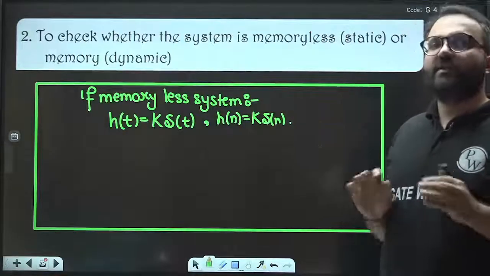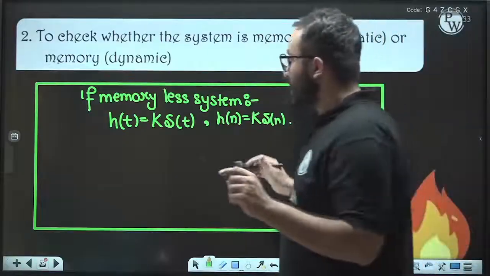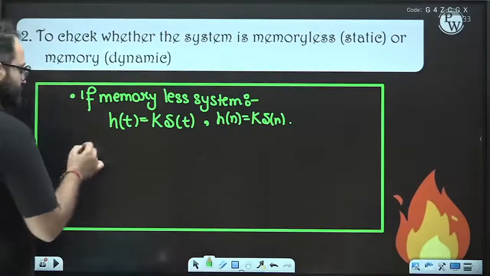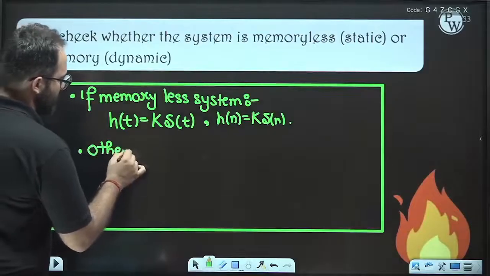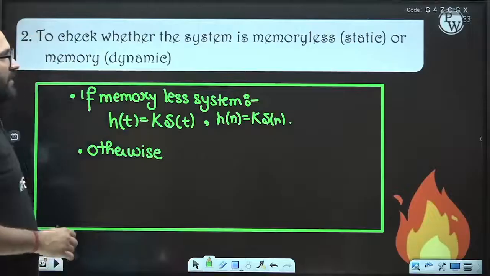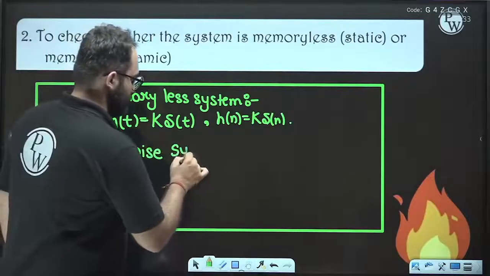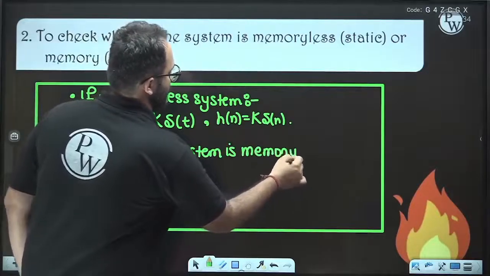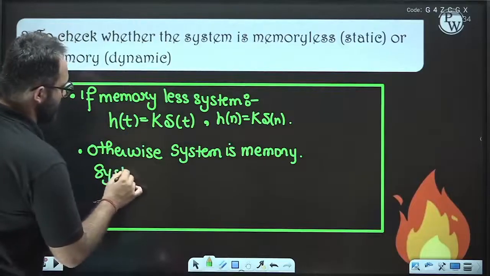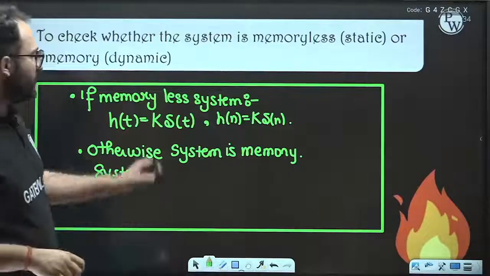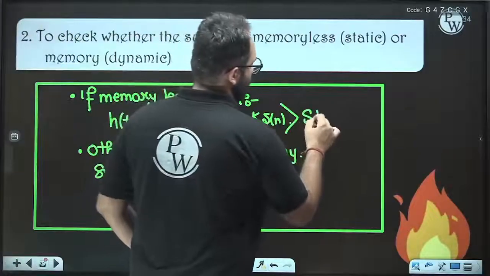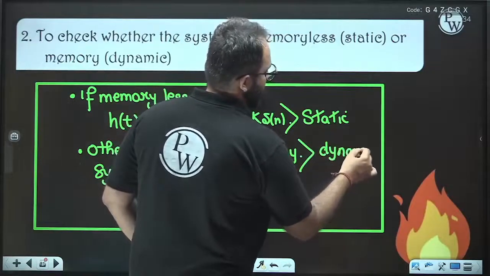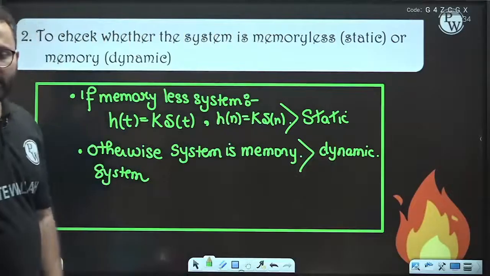So this is very easy. If it is K delta(t) or K delta[n], it is memoryless. Otherwise, if the impulse response is any other signal, the system is a memory system. So for static, it is very important that it is of this format. Otherwise it is dynamic. I hope you remember this.